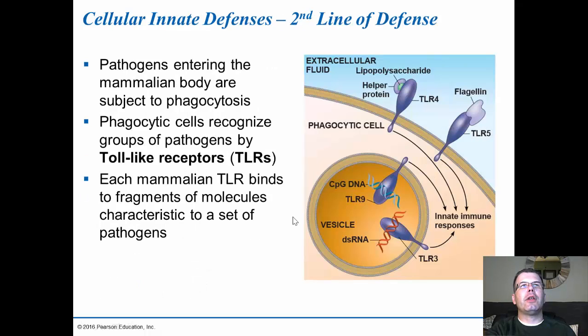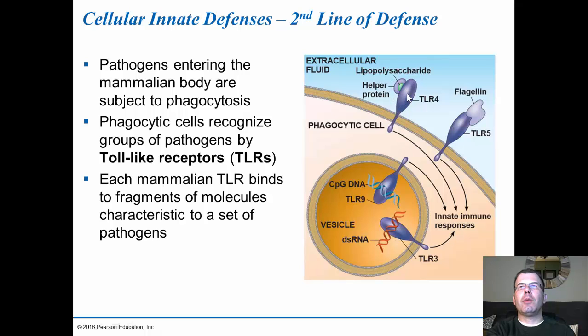Now, again, other cellular innate defenses, and this is now the second line of defense after the barriers, so if pathogens get in, we have phagocytic cells that recognize groups of pathogens with these TLRs, which are called toll-like receptors. And these are 9 different receptors. I think it's still 9. There may be more now. But again, they recognize specific things from either bacteria or viruses.